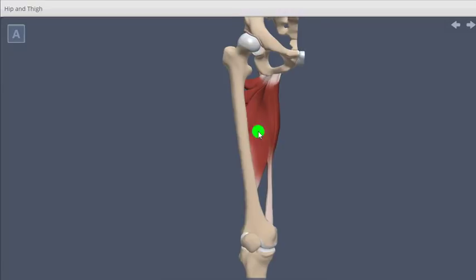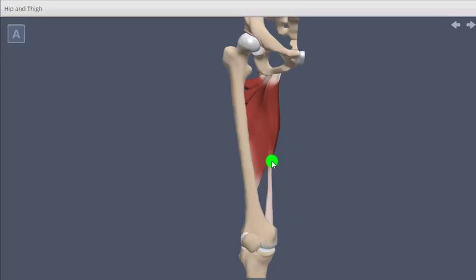Notice this part looks like a fan. It has narrow origin and it has wide insertion. This part is supplied by obturator nerve and the action is adduction of the thigh at the hip joint. We can call this part also pubic part because it originates from pubis bone.